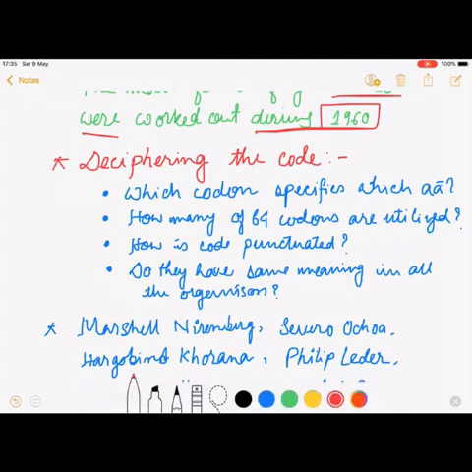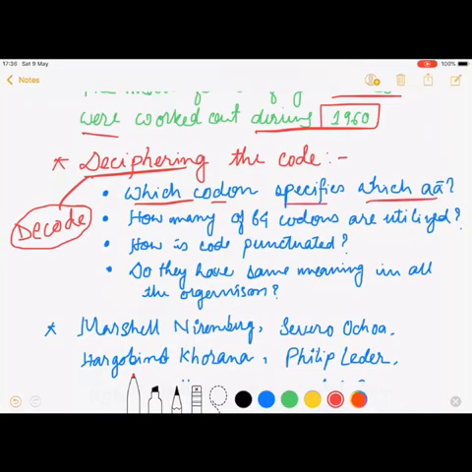So what is the meaning of deciphering? Deciphering means to decode. The genetic codes are some codons, some sequences of nitrogenous bases. So knowing those codons, knowing the function of the codon, what amino acid they specify, all these things come under deciphering the codon. In deciphering there were various questions. Which codon specifies which amino acid? This was a question, which codon specifies which kind of amino acid.